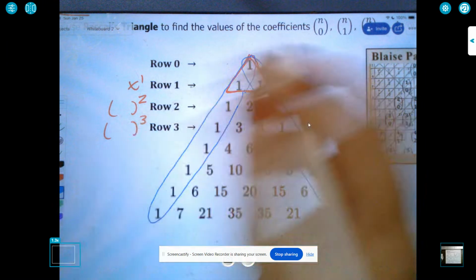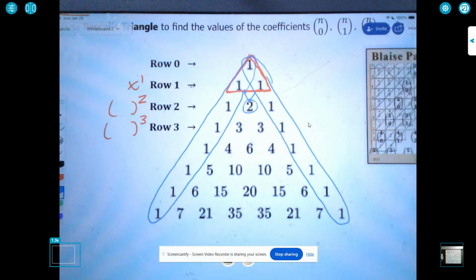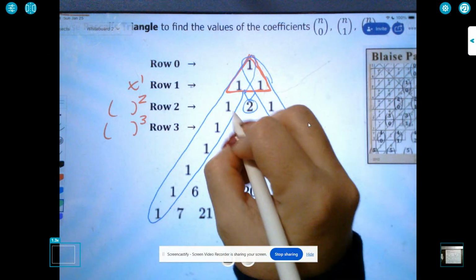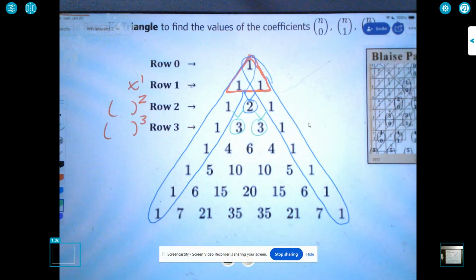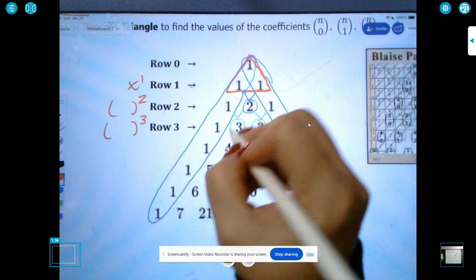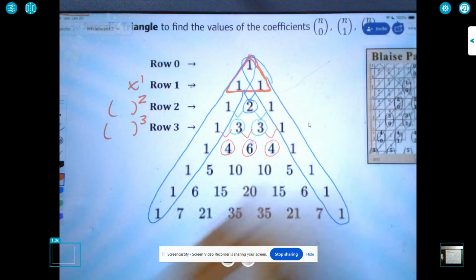All right, so what is 1 plus 1? 2. If I want to do the next row, I would do 1 plus 2. That gives me 3. 2 plus 1 gives me 3. If I want to do the next row, 3 plus 1 gives me 4. 3 plus 3 gives me 6. 3 plus 1 gives me 4.